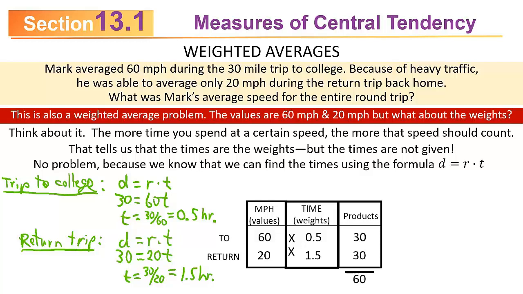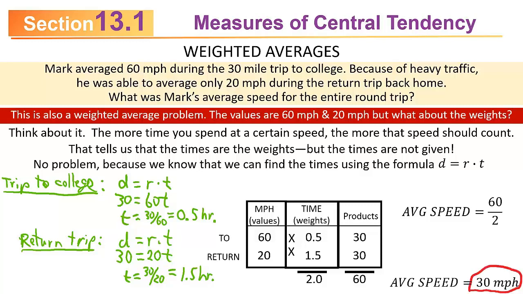Then you add the products, you get 60, 30 plus 30. Then you add the weights, which is a half plus 1.5, that's 2. And the average speed then would be the sum of the products over the sum of the weights. That'd be 60 divided by 2. So Mark's average speed for the entire trip was 30 miles per hour. And notice that the 30 miles per hour is closer to being 20 miles per hour than it is 60. And that's because Mark spent a lot more time in the car at the slower speed.